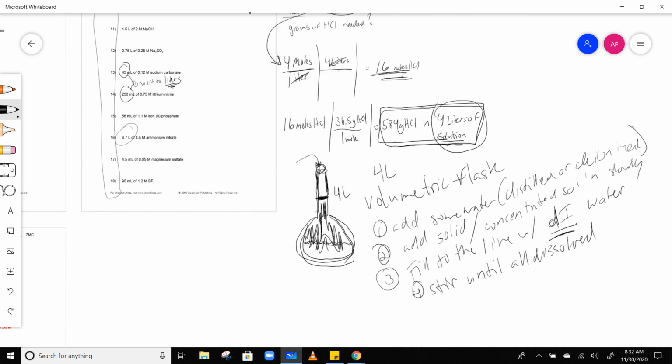So again, when we make these solutions, we're using a volumetric flask because it's very, very precise in the amount of solution it will hold. And we're going to add a little bit of water first to the bottom. Then we're going to add the solid slowly so it doesn't get too hot. And then once we add all of the solid, we're going to fill to the line with distilled or deionized water. Then finally, we're going to stir until it's dissolved. And that's it. Now we have the solution we want.